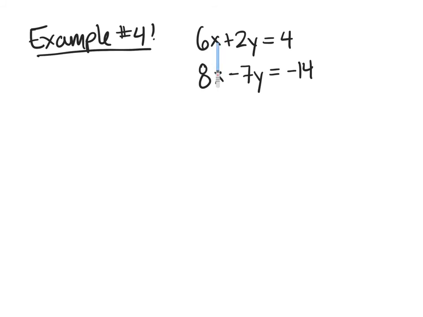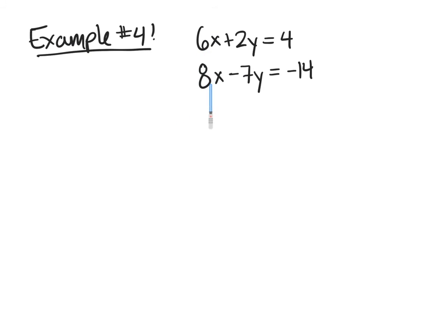So let's think about this. I'm going to go back to the x's. What is the least common multiple that both 6 and 8 can go into? So I'm looking for a number that both 6 and 8 go into evenly, the smallest number that is. So let's think about multiples of 6. 6 times 2 is 12. Does 8 go into 12? No. 6 times 3 is 18.